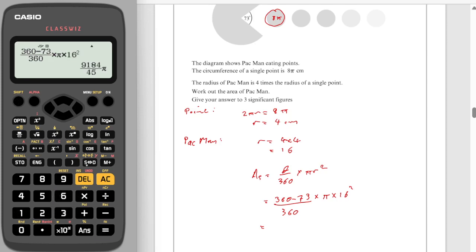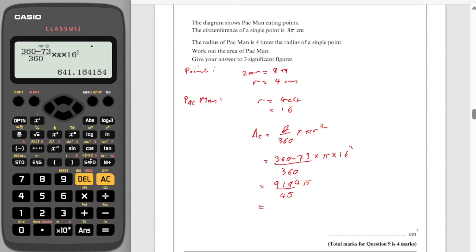So that's going to give me 9,184 divided by 45 pi. And as a decimal, that's going to be 641.164... So I've not rounded, and then to 3 significant figures, that's going to be 641.